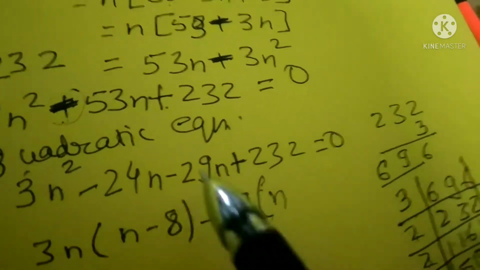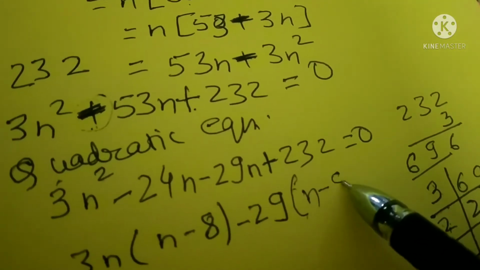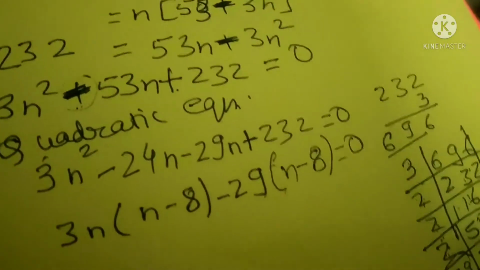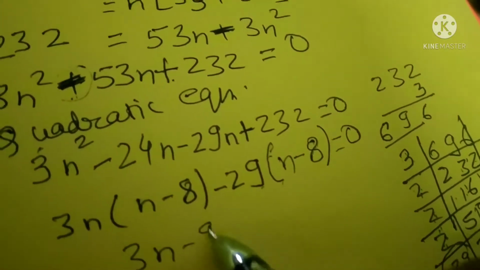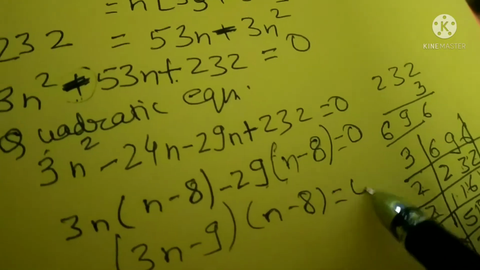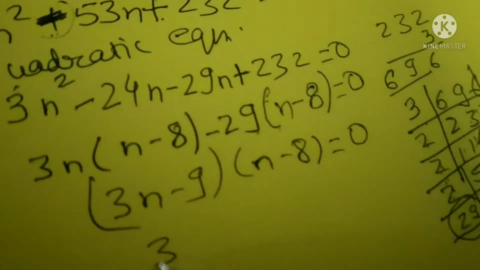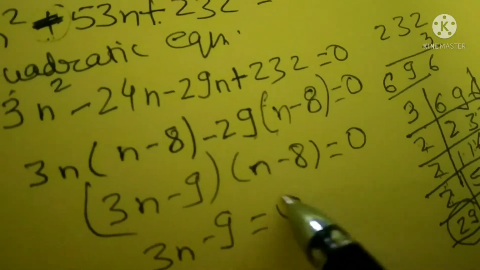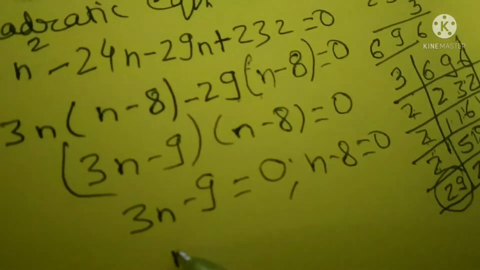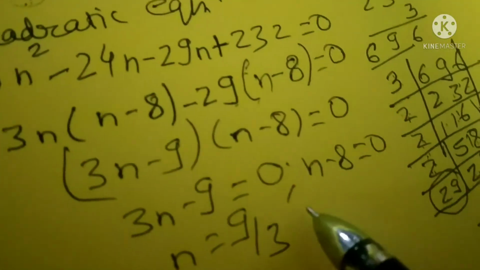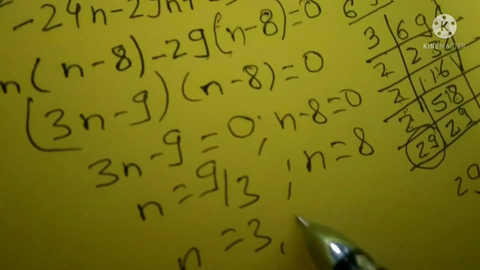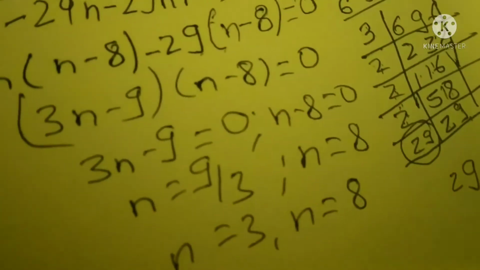So ये आ जाएगा आपका n minus 8, and 29 into 8 is 232. So ये आ जाएगा equal to 0: 3n minus 29 whole into n minus 8 is equal to 0. So 3n minus 29 equal to 0, n minus 8 equal to 0. So n is equal to 29 by 3, and n is equal to 8. So this is the answer.